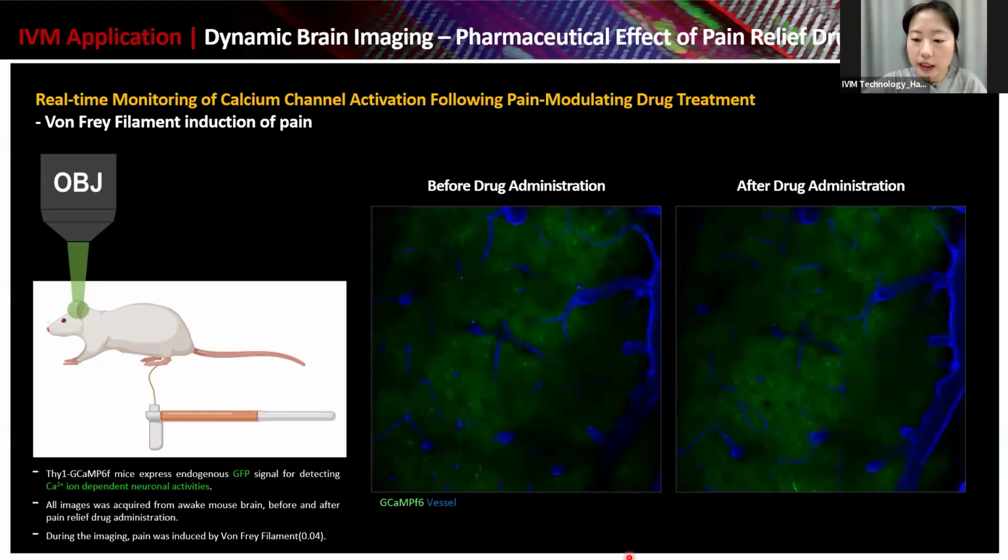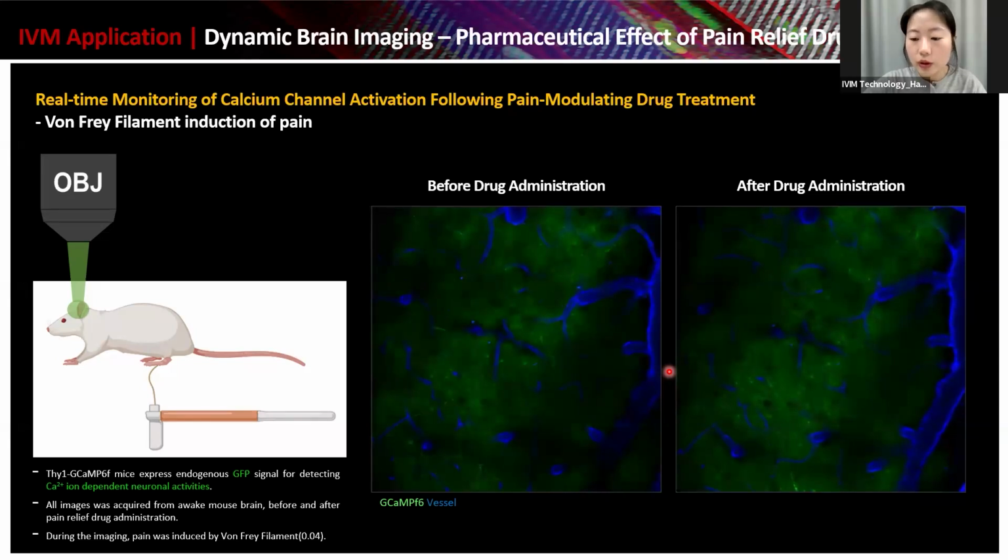So following the stimulation and the administration of the drug, we observed a clear decrease in the frequency of activation signals after the drug administration. And this demonstrates that intravital microscopy allows us not only to visualize cellular movements or division themselves, but also to directly monitor functional activation patterns in real time.